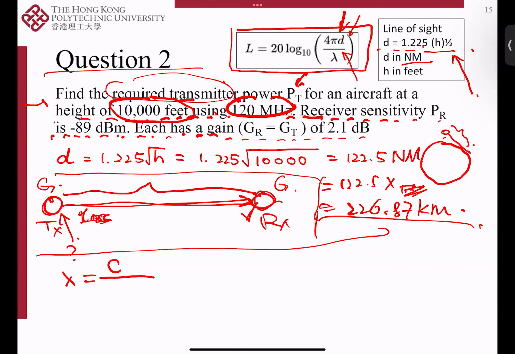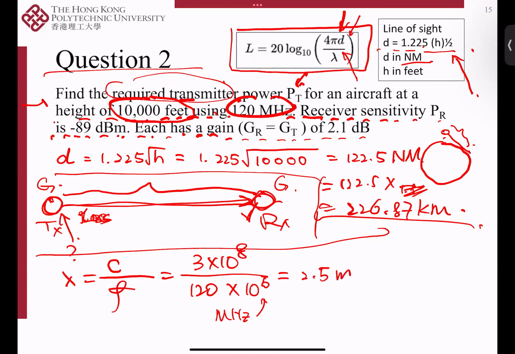Oh no, with the frequency. So that's the equation. What we have is 3 multiplied by 10 to the order of 8, and we're going to divide it by this one, because we have megahertz. We need to convert it into hertz. So megahertz is related to 10 to the order of 6. So what we get is this, and we finally get our wavelength is 2.5 meters, you see?